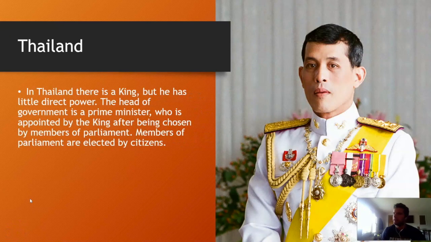Now let's look at Thailand, which we learned a little bit about in class earlier this year. In Thailand, there is a king, but he has little direct power. The head of government is a prime minister, who is appointed by the king after being chosen by members of parliament. Members of parliament are elected by citizens. And here's a picture of the king of Thailand right now. His name's really long and complicated, so we'll just call him King Rama X.